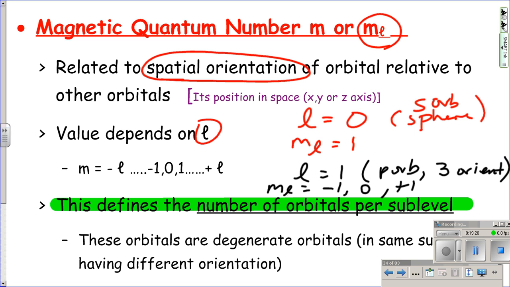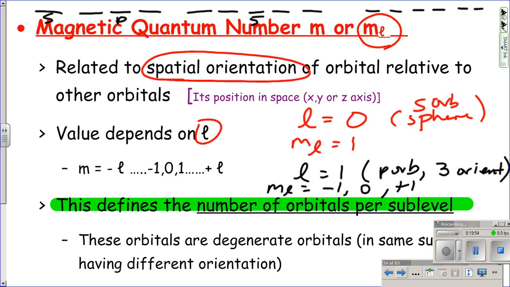So if you tell me the ML of negative 1, I'm going to assume that's the x-axis. If you tell me ML of 0, I'm assuming that's the y-axis. And if you tell me an ML of plus 1, then I'm assuming the z-axis. So these correlate with the number of orientations that orbital can take on, which is just the number of orbitals you draw in the orbital diagram. So in the orbital diagram, you would draw 1 orbital for S, 3 orbitals for P, 5 orbitals for D, and how many for F?